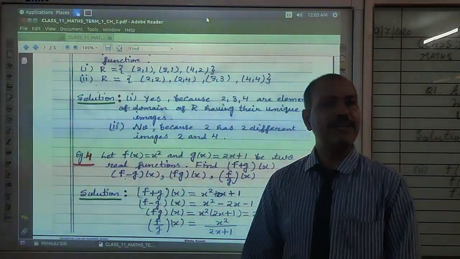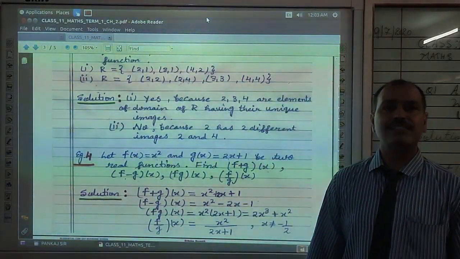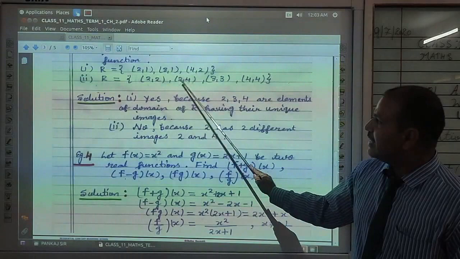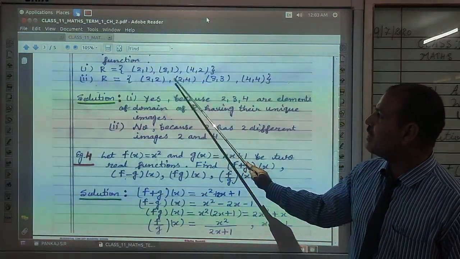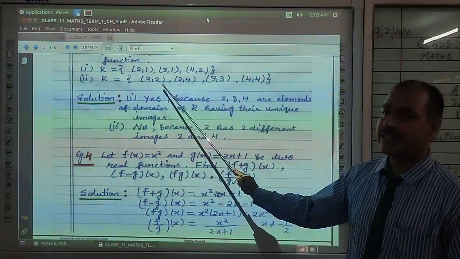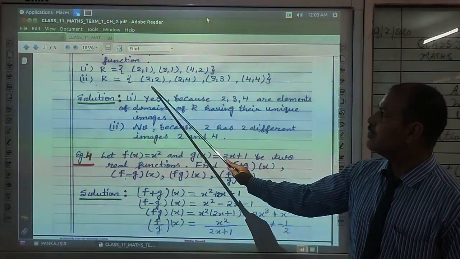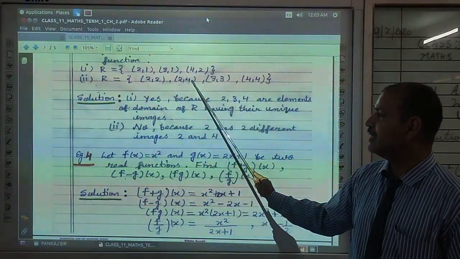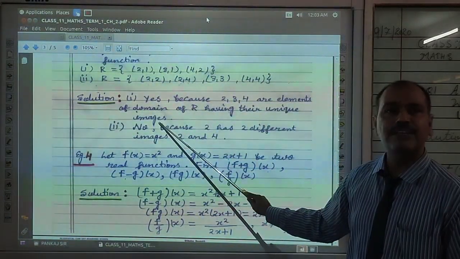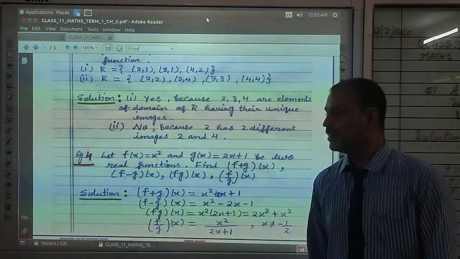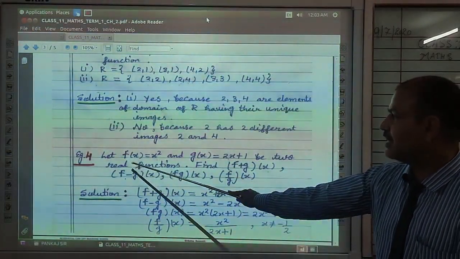If the first element of a set A has many images, or more than one image, then it is not a function, because 2 has two different images. Now this question is done. Any problem? After this, next example.